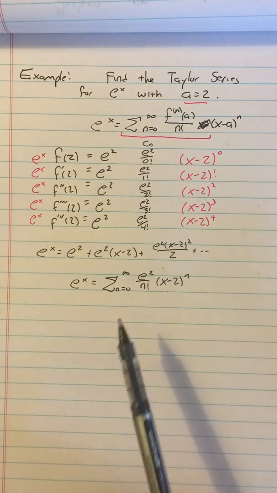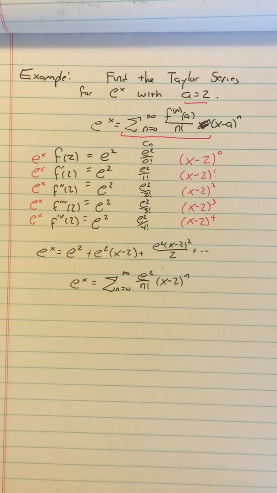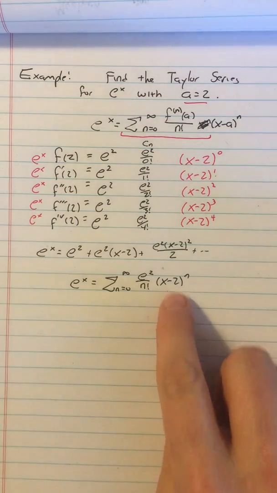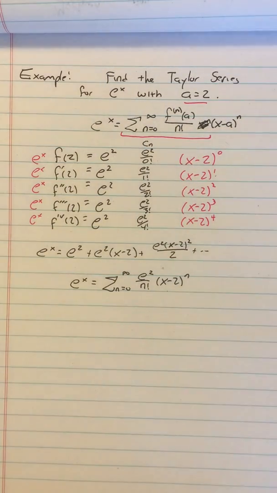So arguably, I think the Maclaurin series is the only thing that makes sense with e to the x. Whereas with sine of x and cosine of x and some other things, we're going to look at a cube root function next. It makes sense to be looking at some other value of a other than 0. But that's how you can do that one.